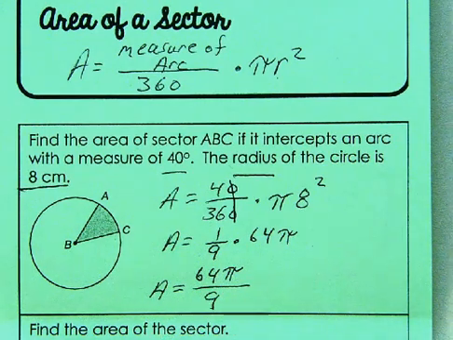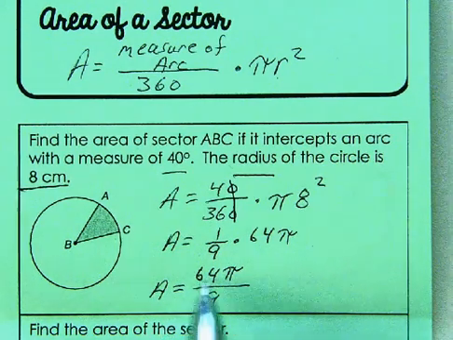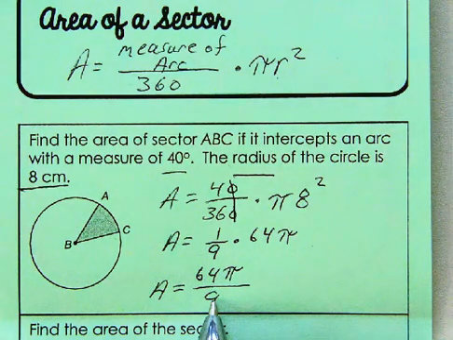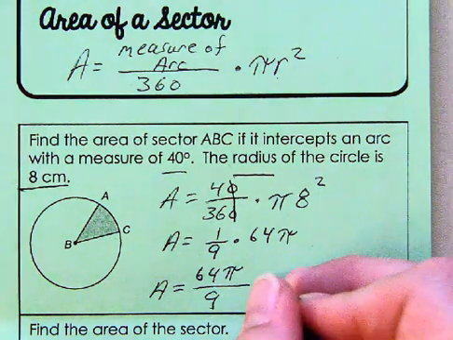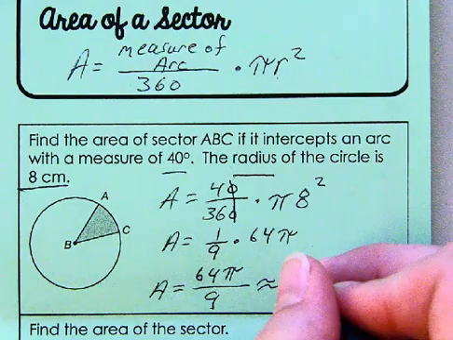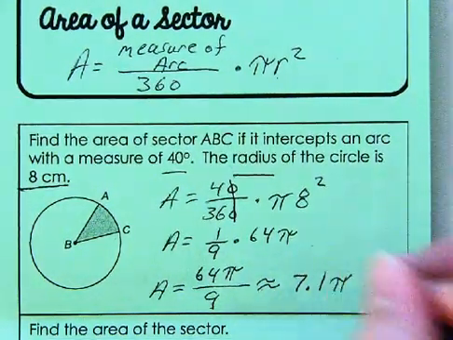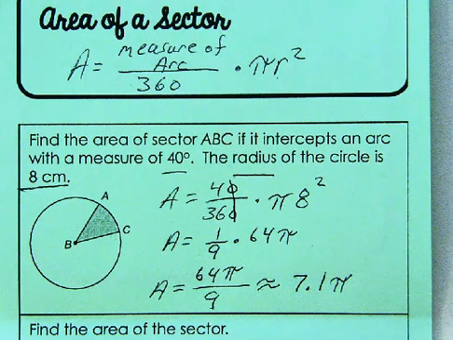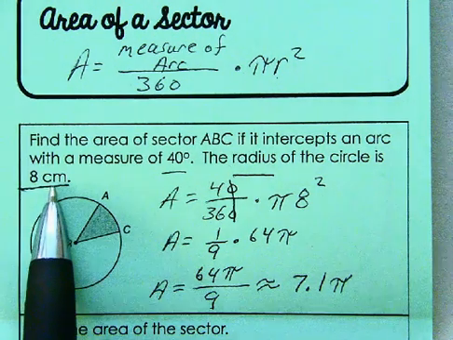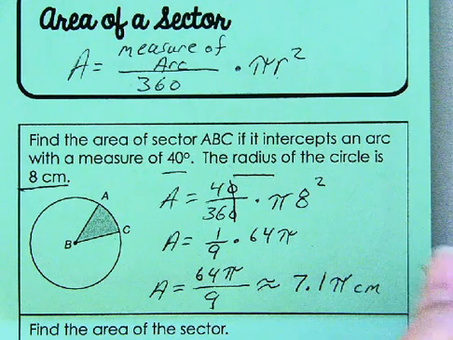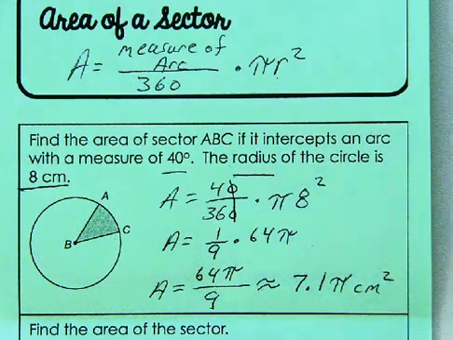So now I'm going to punch that into my calculator and find out what 64 over 9 is to the nearest tenth. We're going to approximate to the nearest tenth on this one. So I got 7.1, and we still have pi there, so 7.1 pi. And then my label, centimeters. Since it's an area, it's going to be centimeters squared.